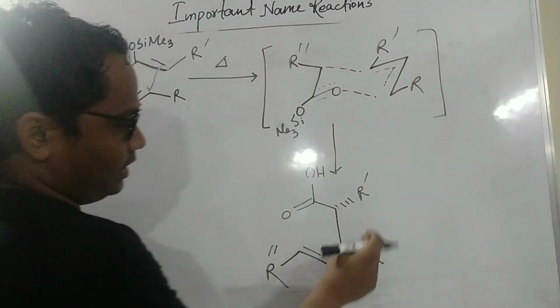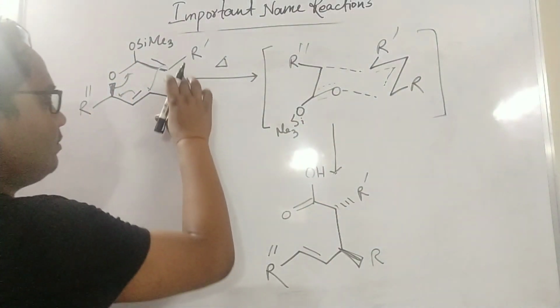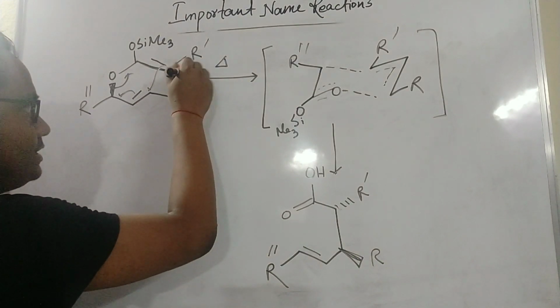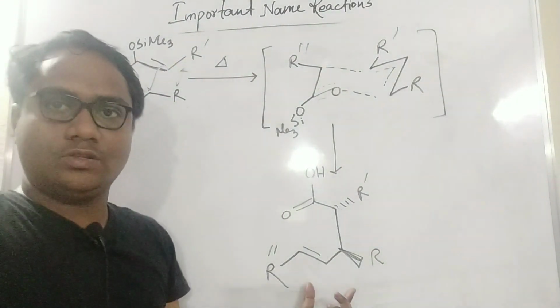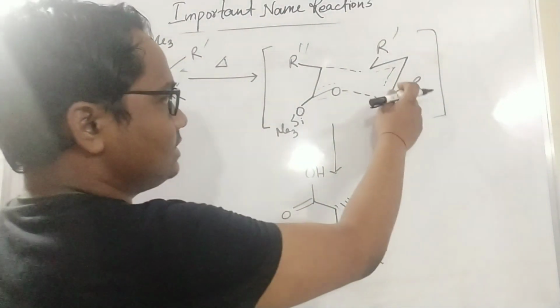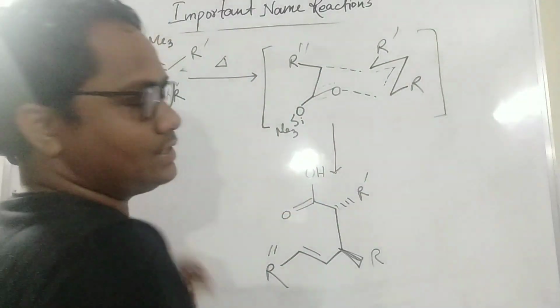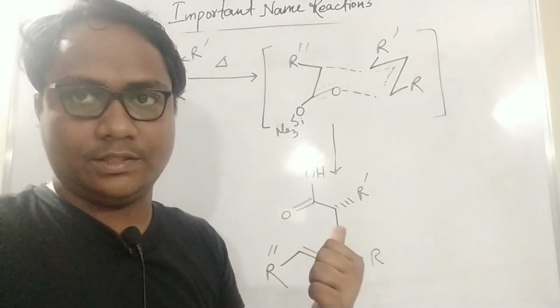So here both groups are trans. Wherever the stereochemistry is there, with this orientation, it will always be trans. If you take cis, it becomes cis. So I will give another transition state.